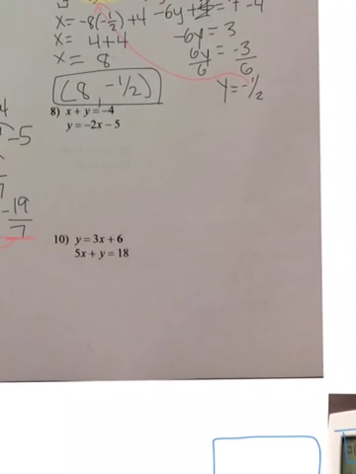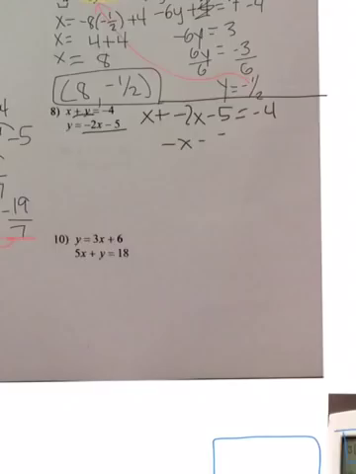sorry. So it'll be, again, I just do x plus, instead of my y, I'm going to put negative 2x minus 5 equals negative 4. So that's going to be negative x minus 5 equals negative 4. I move that, becomes plus 5. Negative x equals 1. So x equals negative 1 when I change the signs.